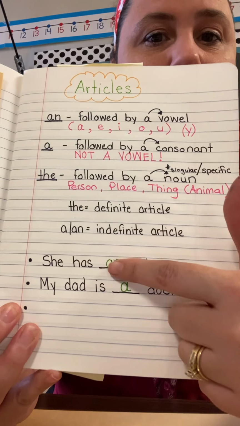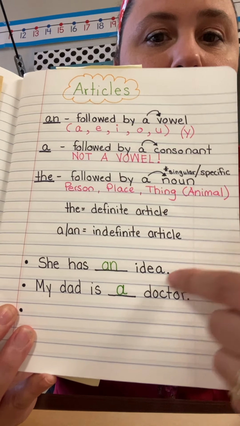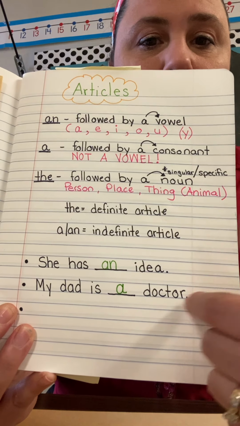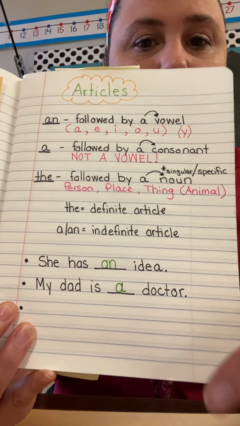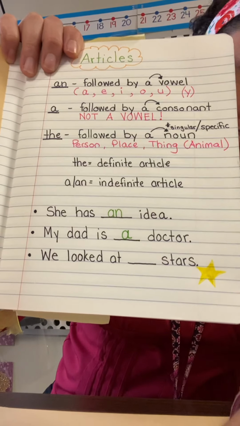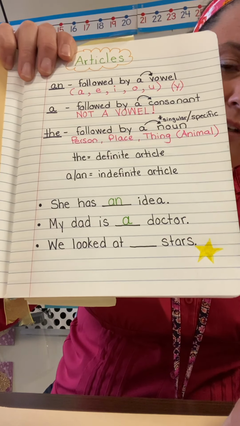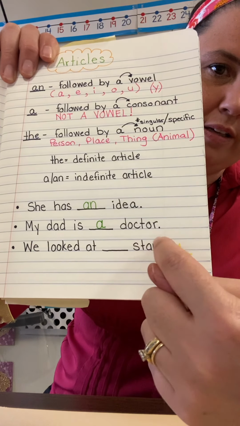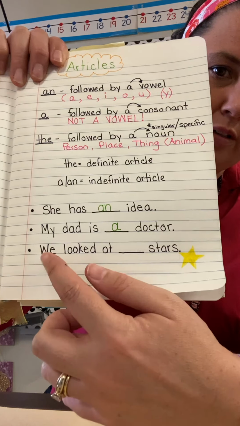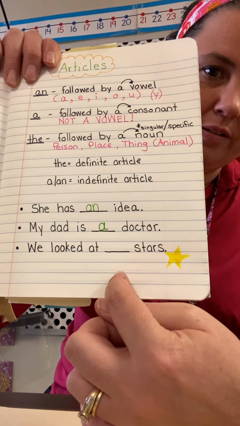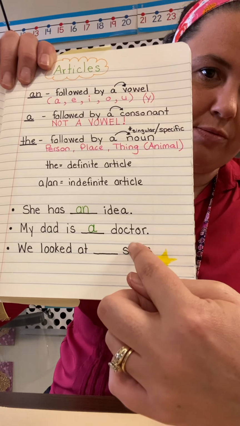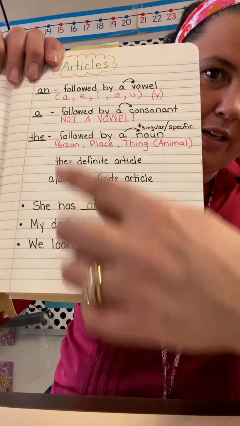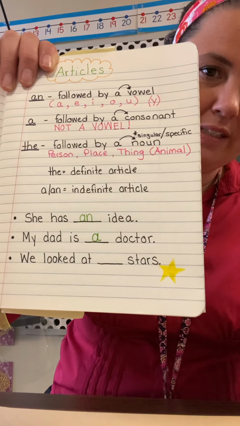Now we have she has an idea. My dad is a doctor. Right, now I'm going to write my third sentence. Okay, so here's our final sentence. We looked at blank stars. We looked at blank stars. All right, so stars begins with what letter? An S. Very good.